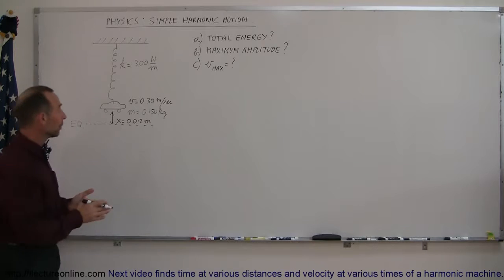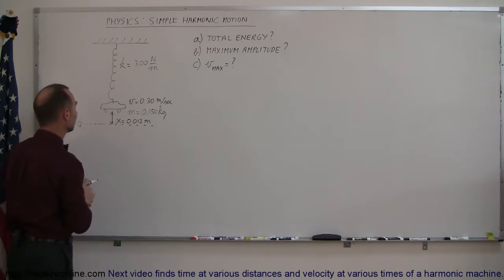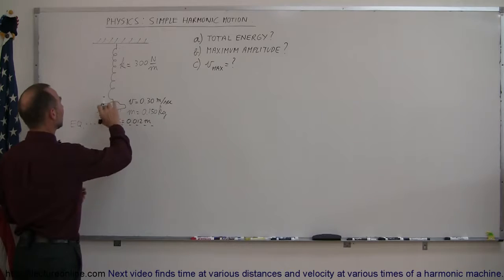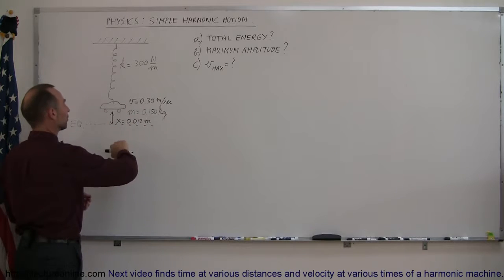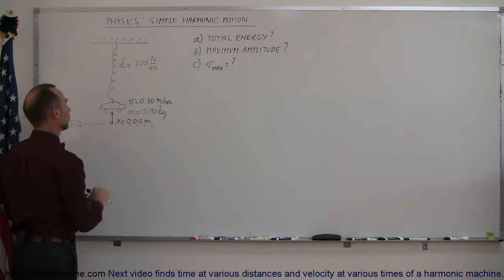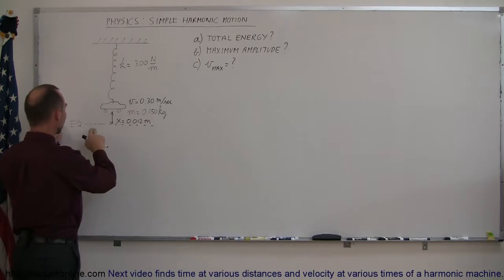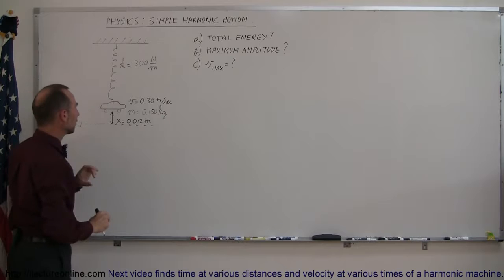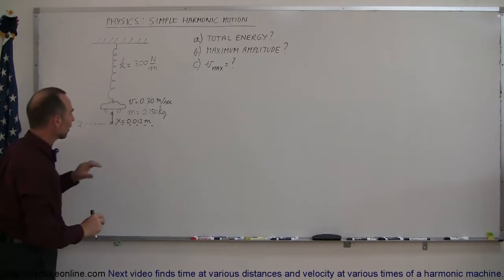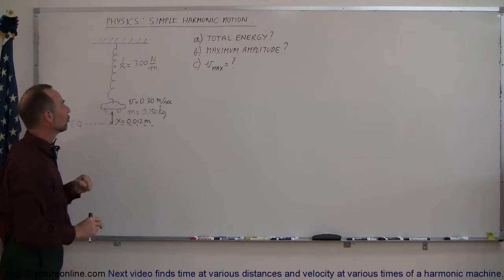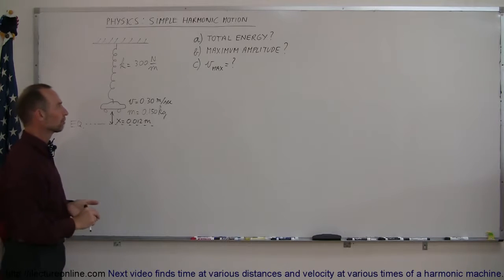Here we have a little example where we have a toy car that's hanging from a spring. The toy car has a mass of 0.15 kilograms. The spring constant is 300 newtons per meter. And let's say that it's oscillating up and down. The equilibrium point is right here. And at this very moment, the position away from the equilibrium point is 0.012 meters, which is 1.2 centimeters.